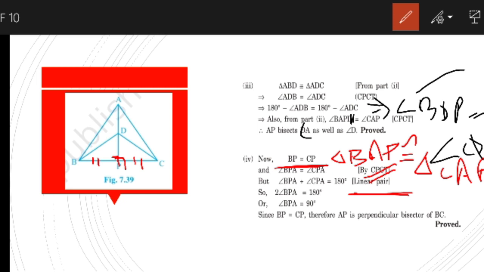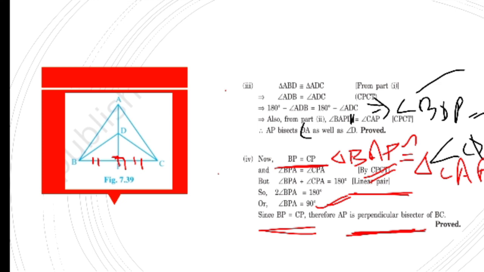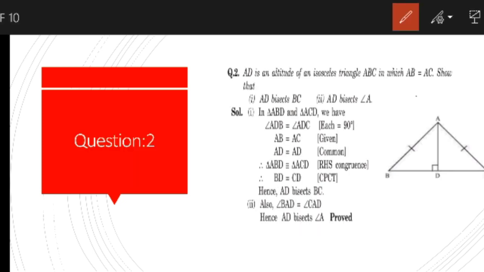So not only does AP bisect the line BC as BP is equal to CP, it is also at 90 degrees. So we can say AP is a perpendicular bisector of BC. Now let us move on to the next question.